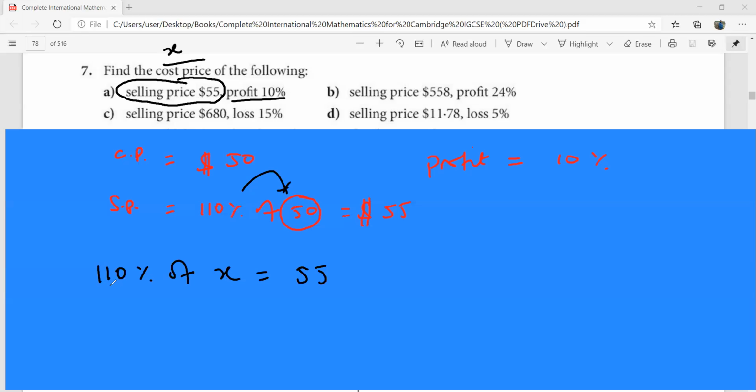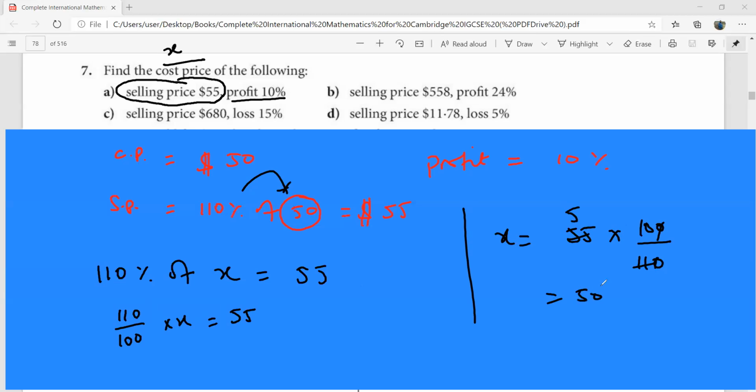Now we know that 110% as a decimal is 1.1, or as a fraction it is 110 over 100 times X, that is equal to 55. And I believe you can solve it then, that this is 55 times 100 over 110. So that is how you find this. You see, that 50 is the cost price, as I kept it here just to make it clear to you. Now look at this D part. Do you think you can solve it now? Can you try this D part?